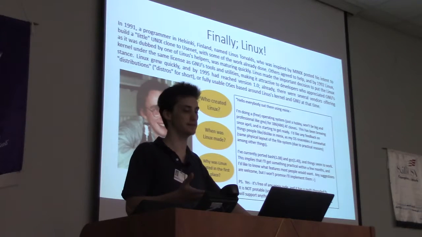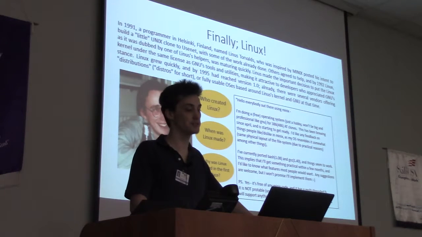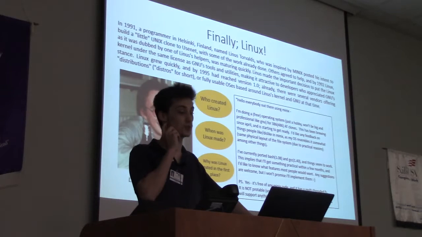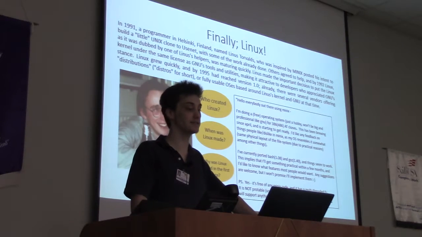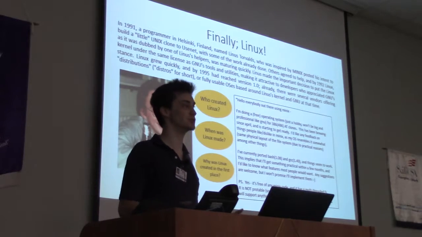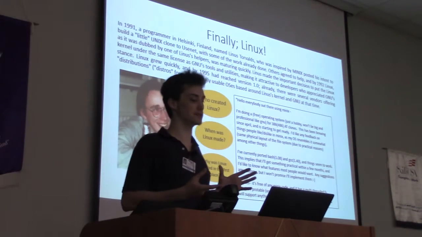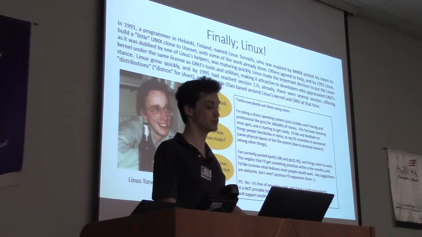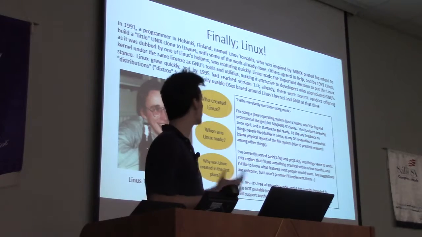It was maturing quickly by 1992. Linus made the important decision to put the Linux kernel under the same license, and this is very important. He put it under the same license as GNU's tools and utilities, making it attractive to developers who appreciated GNU's stance of free software. Linux grew extremely quickly, and by 1995 had reached version 1.0. And there were already several vendors offering distributions, or distros, or fully usable operating systems based around Linux's kernel and GNU at that time. And this answers our previous questions of who created Linux, when was Linux made, why was Linux created in the first place.